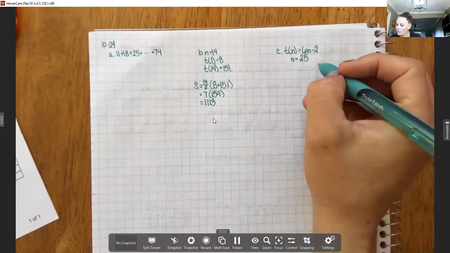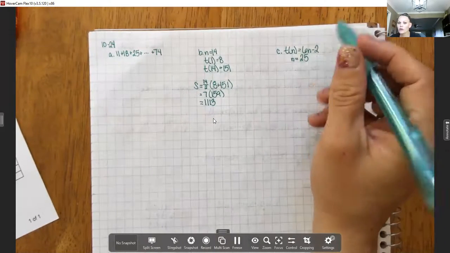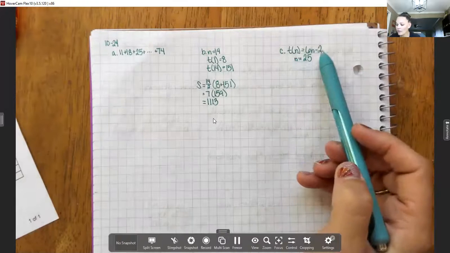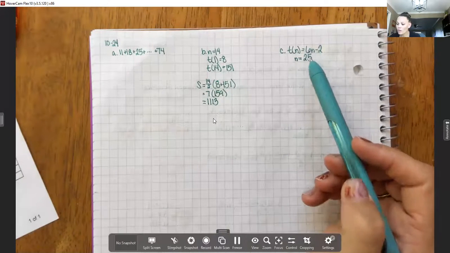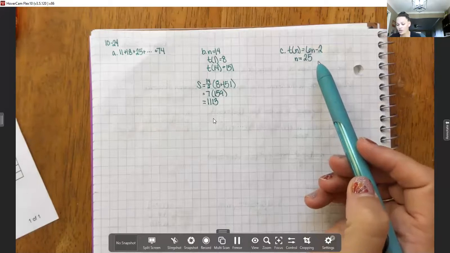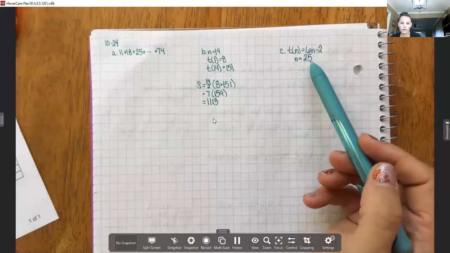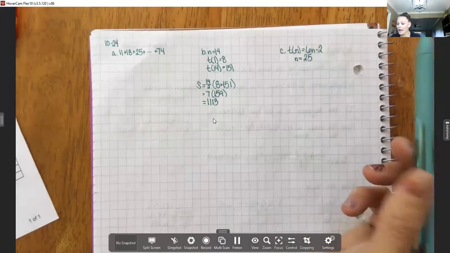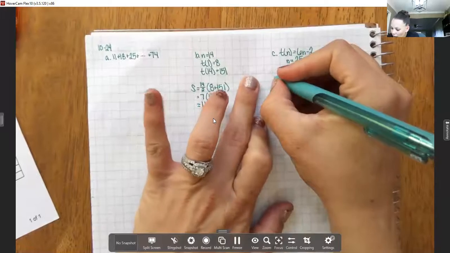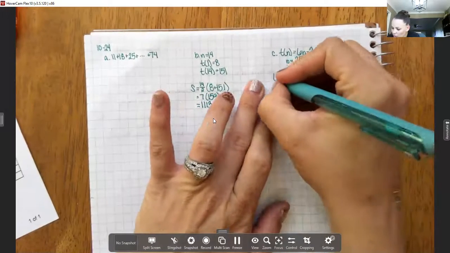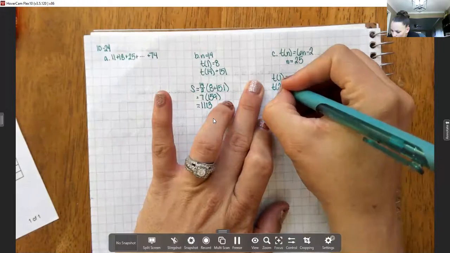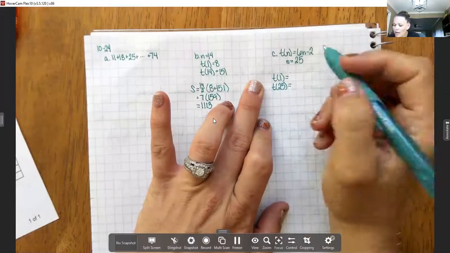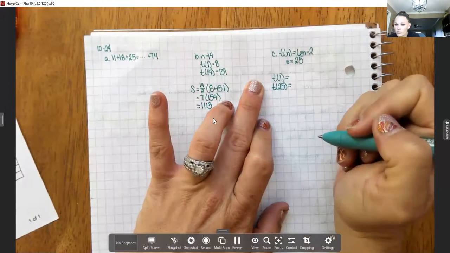So let's actually do C, I think. On C, they tell you how to get the terms, and they tell you how many terms there are. So the three pieces of information we need to find the sum are how many terms there are, the first term, and the last term. So we just have to find the first and the last term here so that we can find our sum.